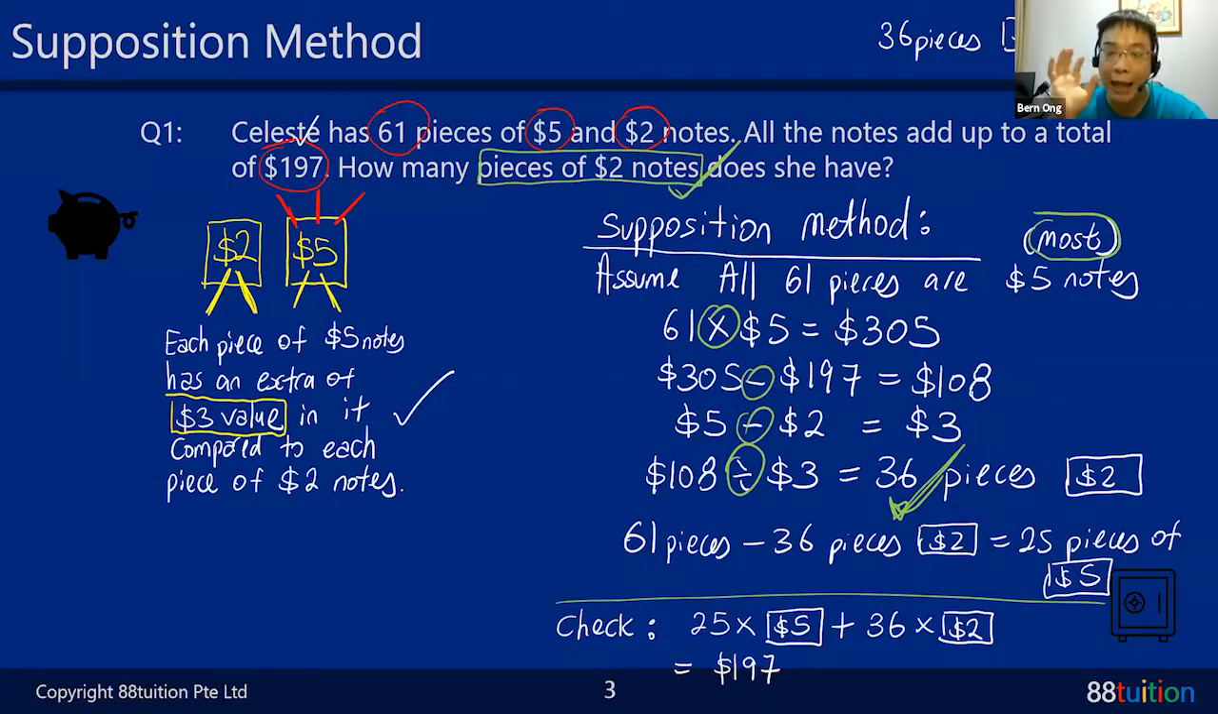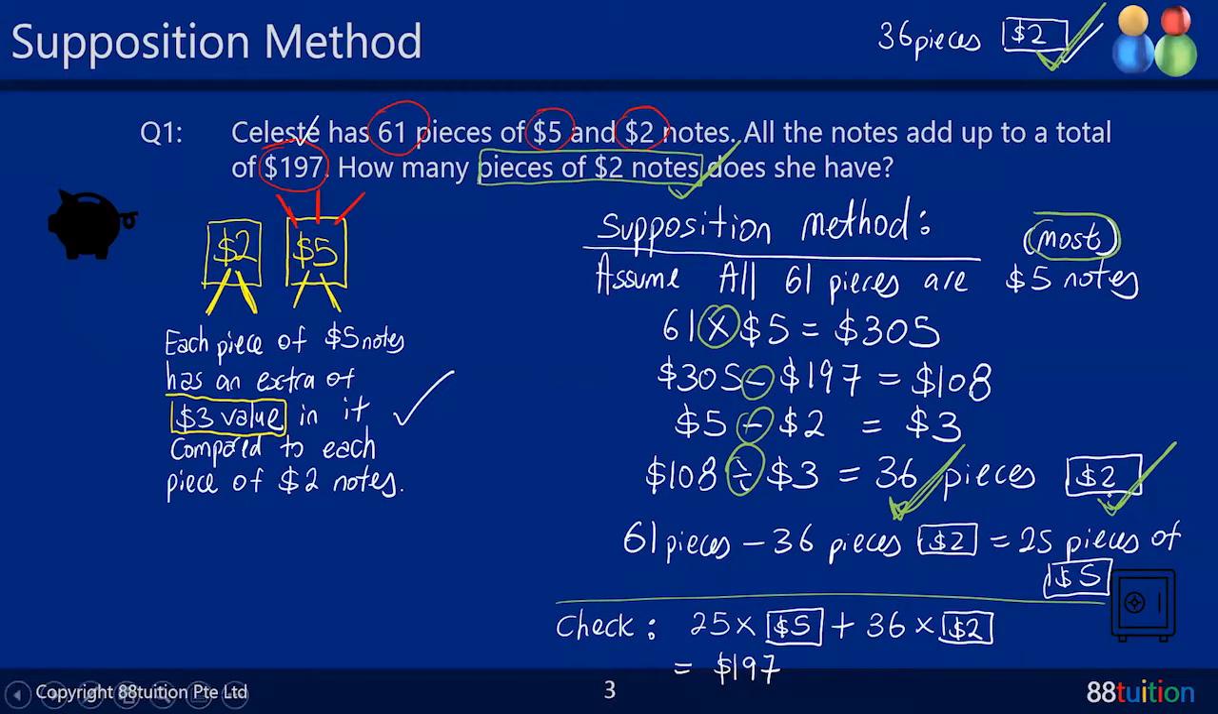It actually depends. Some teachers want you to do an even shorter cut. For instance, the question here says how many pieces of $2 notes. So the teacher wants you to find how many pieces of $2 notes, that is at the end. So in the beginning, they will let you assume the most first. At the end, you immediately find the $2.